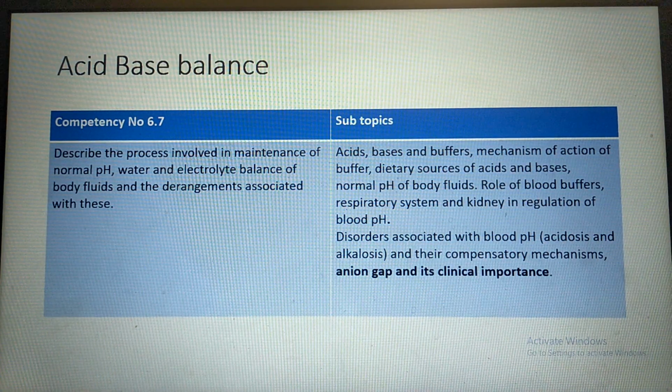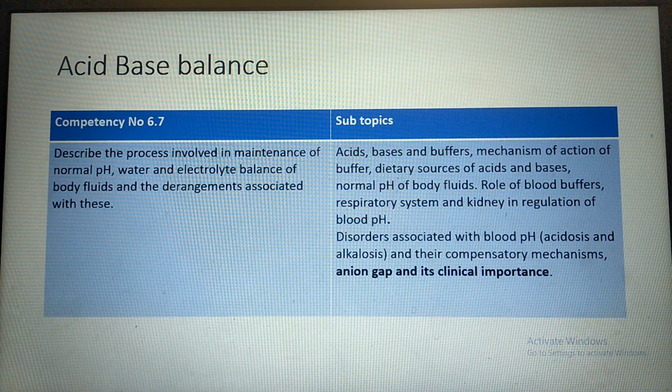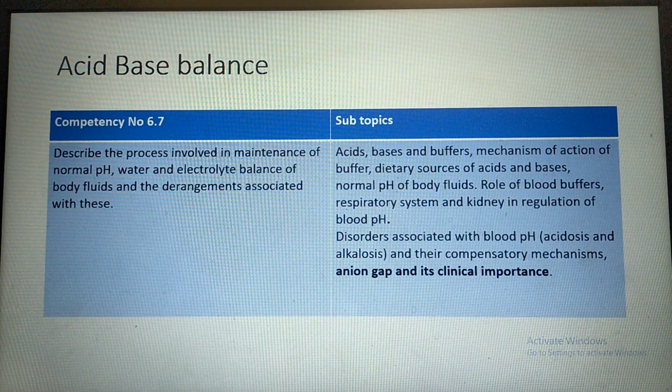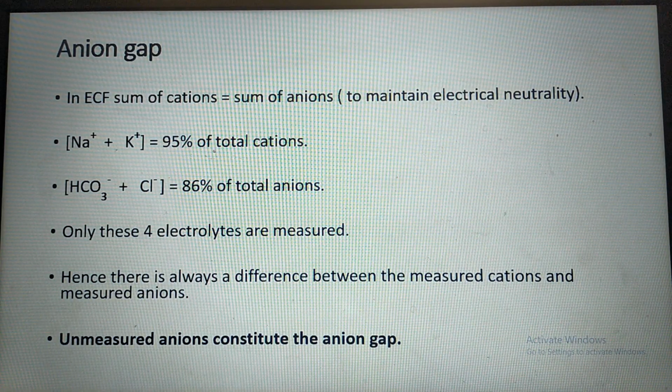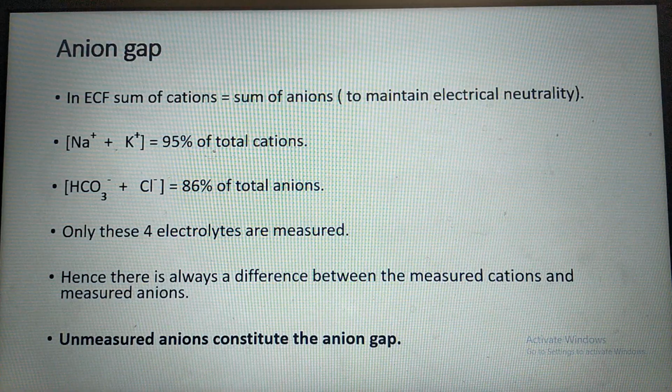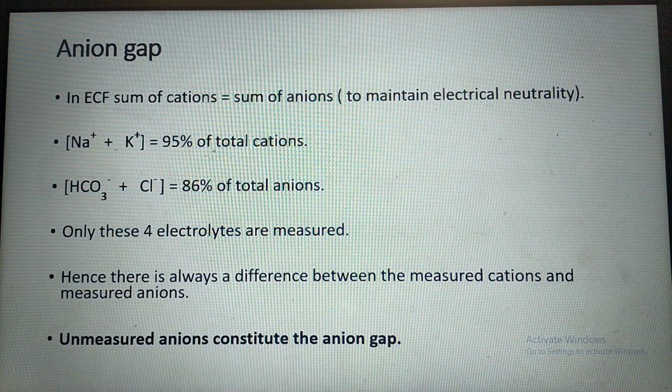Good morning, students. We continue the topic acid base balance, and today's topic is anion gap and its clinical importance. This topic is very important in clinical practice. This anion gap may increase, decrease, or not change in various conditions that we will see in the clinical importance.